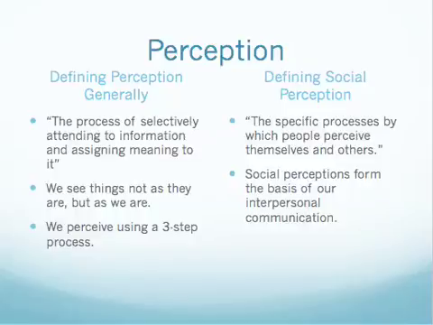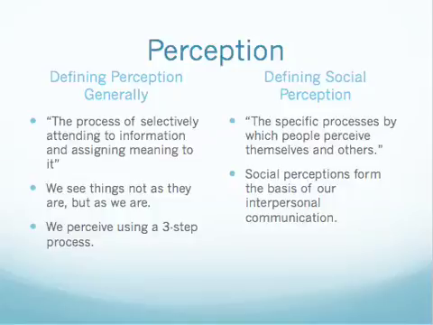In many cases, what you have is complementary views, but we see things not necessarily as they are, but as we are. We notice the details that are particular of interest to us, and that's what we focus on. And we perceive using a 3-step process, which we'll look at in just a moment. But I want to make more specific how we're defining perception as it's related to social perception.